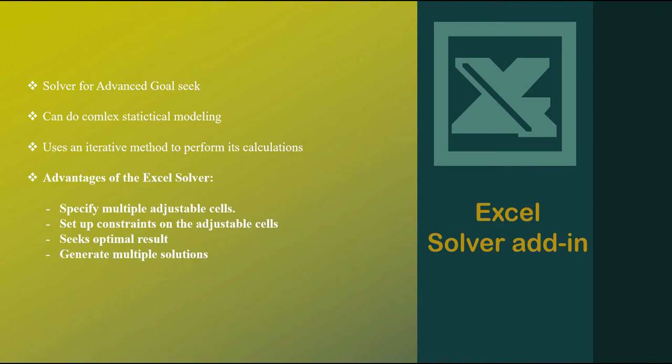Solver, like GoalSeek, uses an iterative method to perform its calculations. Using iteration means that Excel Solver tries a solution, analyzes the result, tries another solution, and so on. Yes, GoalSeek and Solver are both iterative, but that doesn't make them equal. In fact, Excel Solver brings several advantages to the table. The advantage of Excel Solver is specifying multiple adjustable cells. You can use up to 200 adjustable cells.